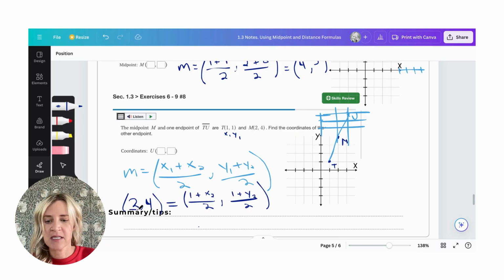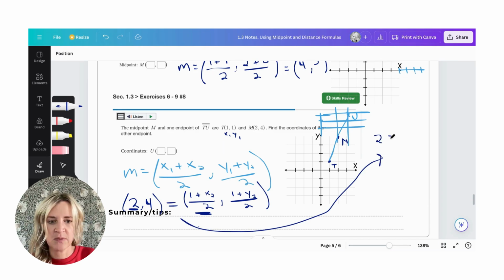Okay, these two things are equal to each other. So this is our x coordinate of our midpoint. So we're going to set those equal. I'm going to use some more space over here. So we're going to say 2 is equal to 1 plus x2 over 2. To solve that, multiply both sides by 2. We get 4 equals 1 plus x2. You guys don't love the algebra part, right? Use graphing. Minus the 1, minus the 1. So 3 is our x2, our second x coordinate.